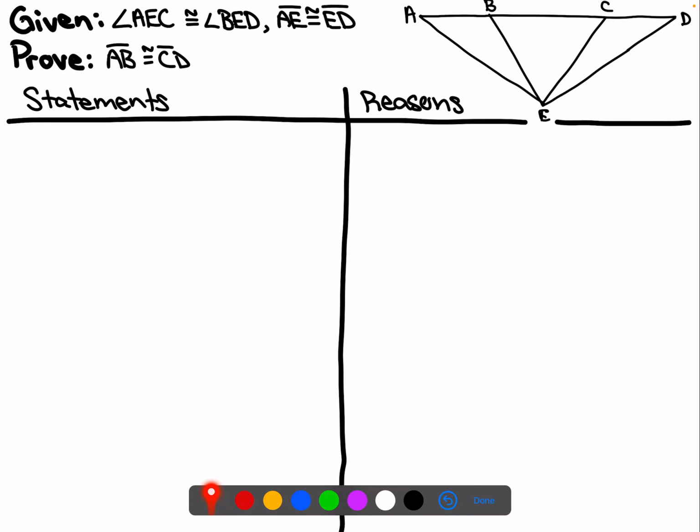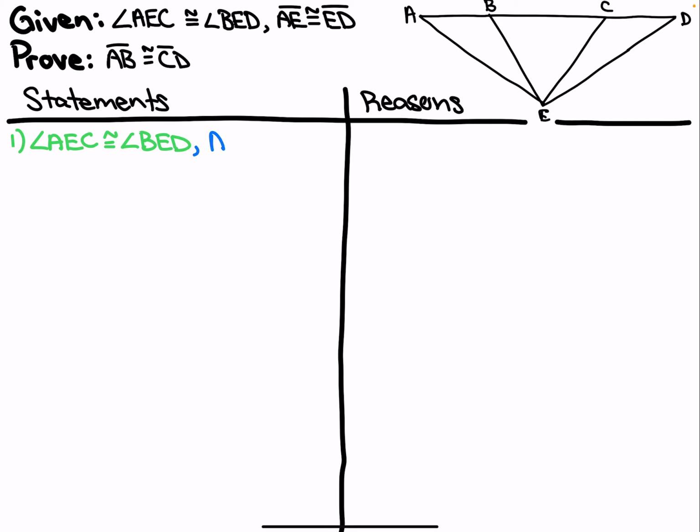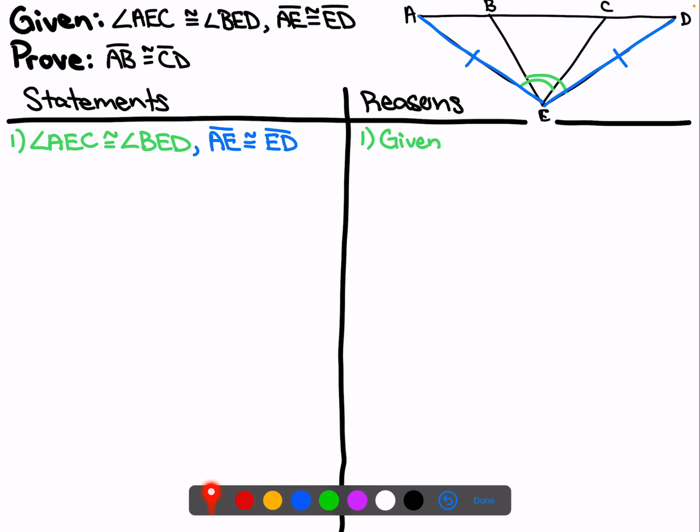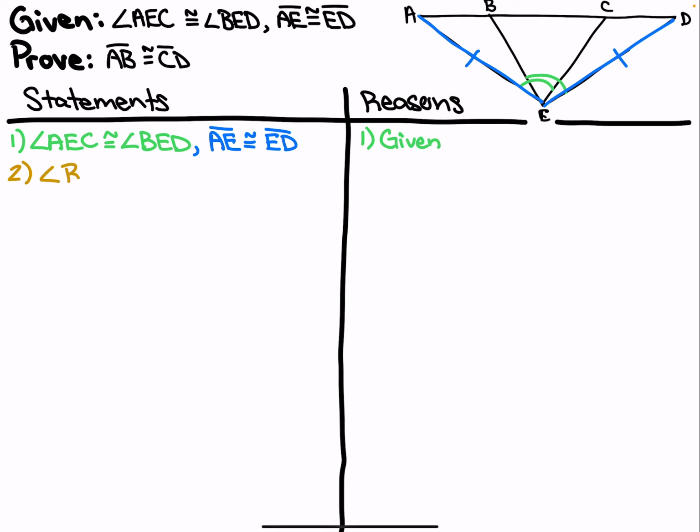All right. I believe this is our final proof. We're given that angle AEC is congruent to angle BED, and that AE is congruent to ED. So I went ahead and drew that on our picture. Now, with these two green angles, I see that they kind of share this common middle angle here, angle BEC. So I can go ahead and say that angle BEC is congruent to itself by the reflexive property.